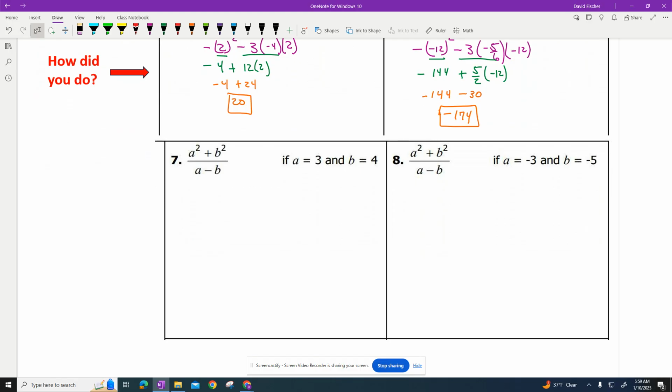No, we haven't done a fraction one yet. Boy, oh boy, I don't know. They want me to, how did you do? Let's do one of these fraction ones, and then I think you'll be okay.